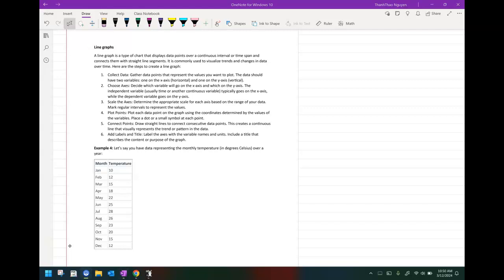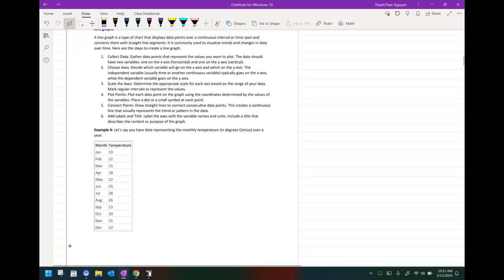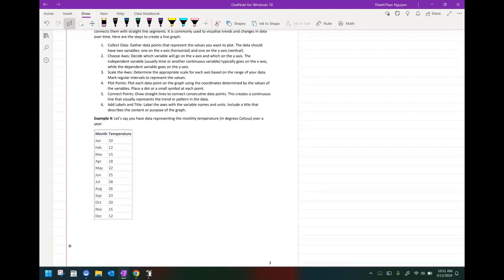You collect data. Gather the data points that represent the values you want to plot. The data should have two variables, one for x and one for y. Choose the axes. Decide which variable will go on the x-axis and which on the y-axis. The independent variable, usually time or another continuous variable, typically goes on the x-axis, while the dependent variable goes on the y-axis. You then scale the axes, plot the points, connect the points, and add labels and a title to your graph.